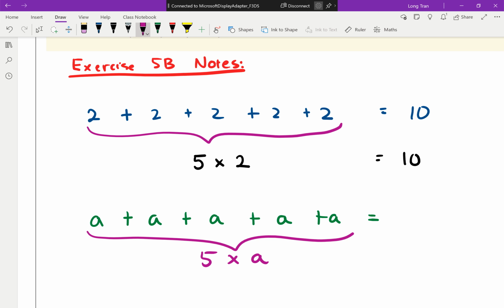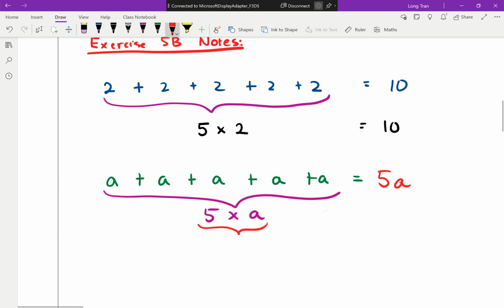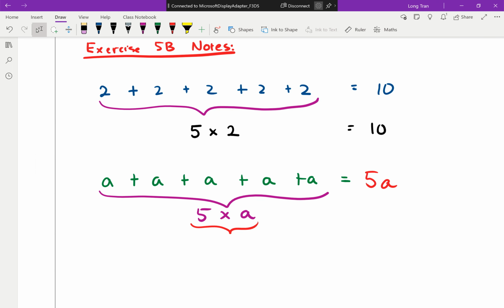That's why when you ask me how many terms this is, is it separated by a times or not? It's not. 5 times A, we don't know what that is. And as mathematicians, we're too lazy to write 5 times A. So this is what we write: 5A. This is the reason we just write 5A, because we're too lazy to write 5 times A.